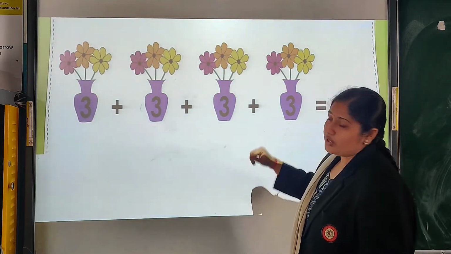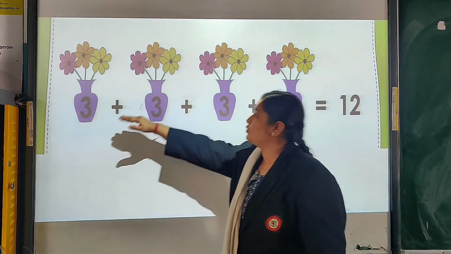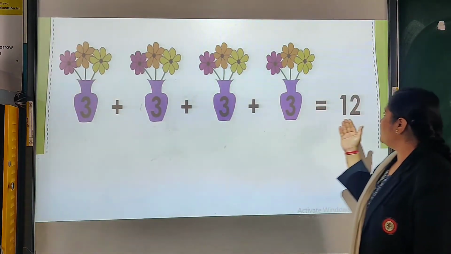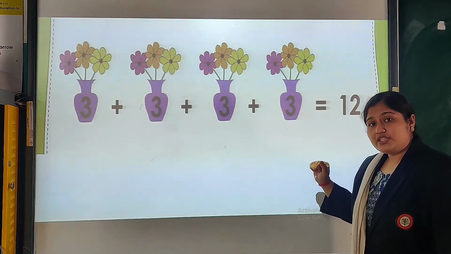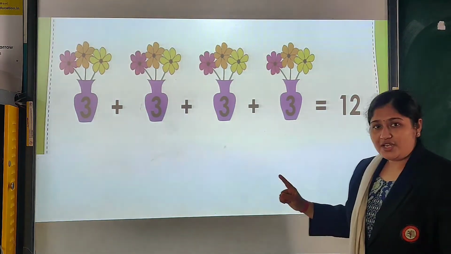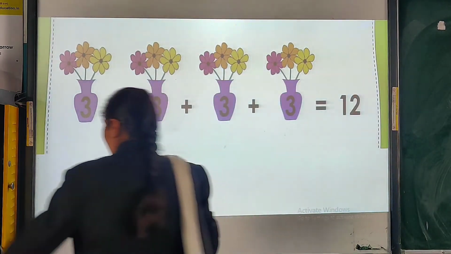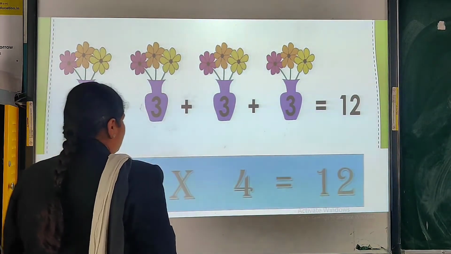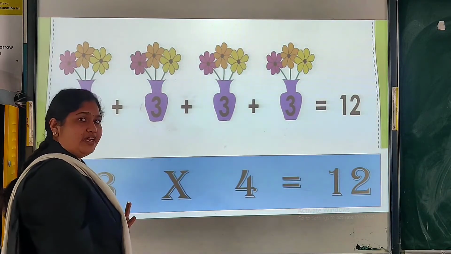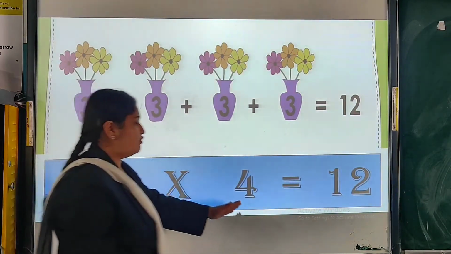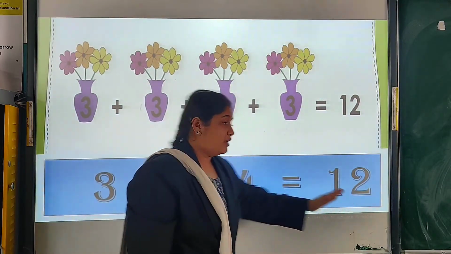Now students, what do you do? You add this 3 to this 3. Then this 3 and this 3. So the answer will be 12. Instead of doing this, yes, very good. We will multiply. What will we do? Multiplication. Okay? Instead of doing this addition, repeated addition, right? We can easily calculate. 3 multiplied by 4 is equal to 12, right?